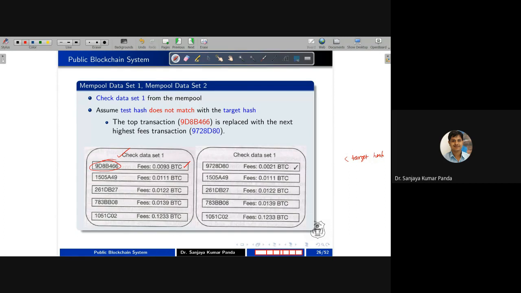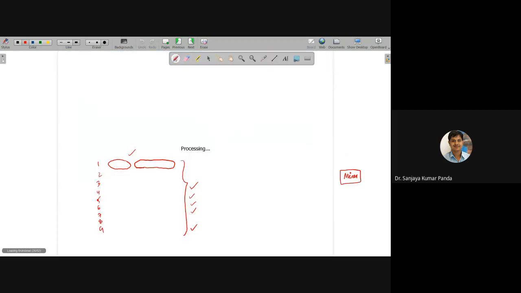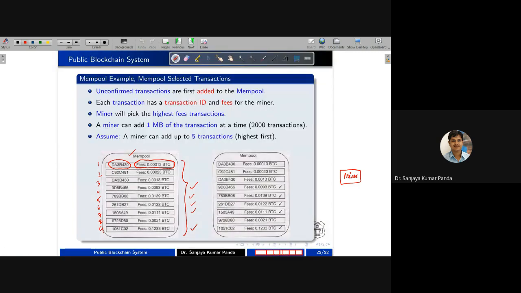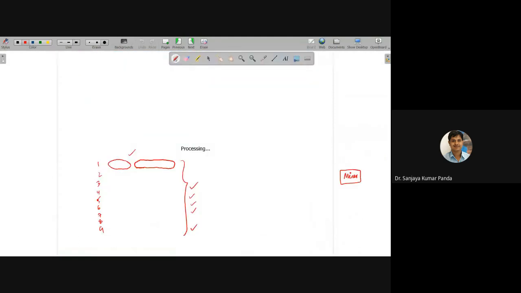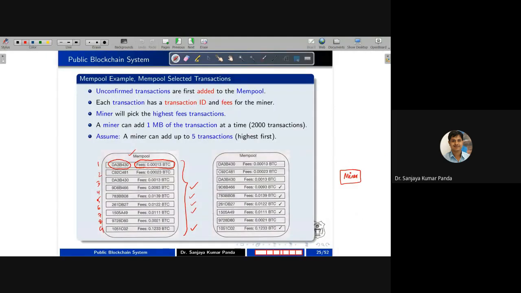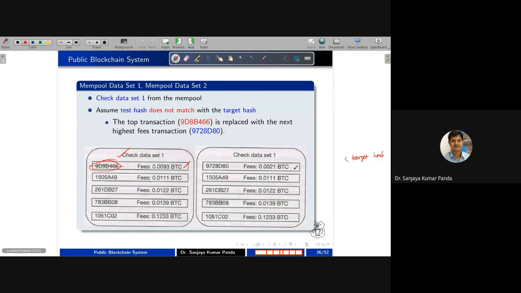Then what will you do? I have to replace this transaction with another transaction. So while choosing another transaction, here you have selected five different transactions, right? So those five different transactions appeared here. So you have to find the sixth transaction, which has the highest amount. If you look at the sixth one from this particular list, except these five, here you are getting 0021, here you are getting 0013. It is 000023, 000013. I think you will get this one. So the transaction ID is 9728T80. You can see we have replaced the top transaction with this particular transaction, right?